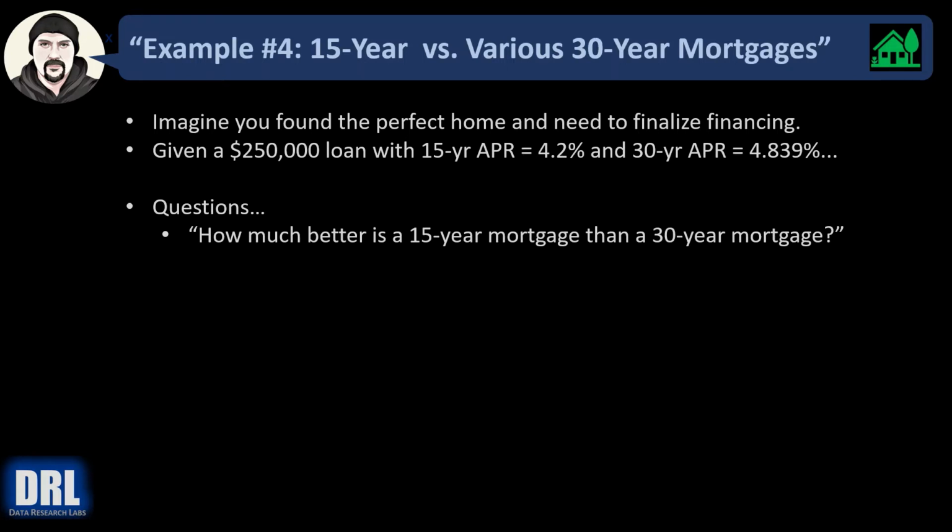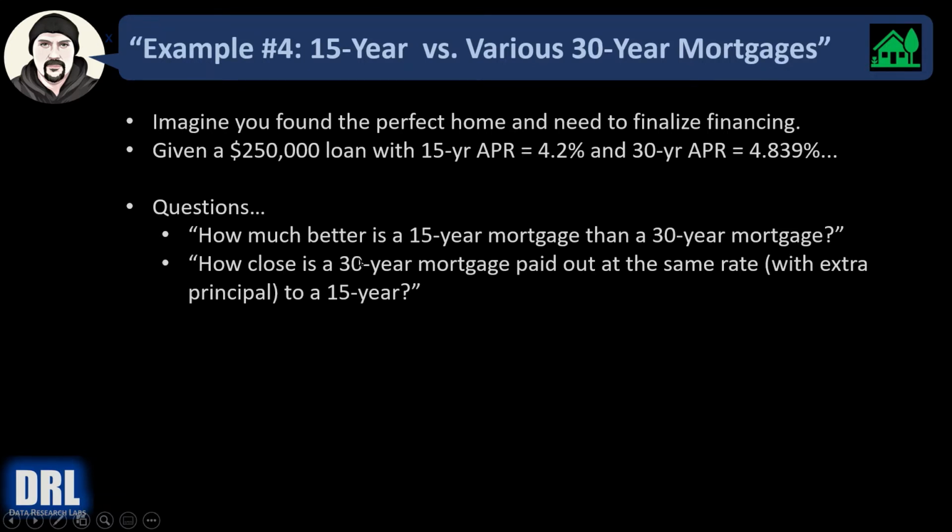So that begs some questions. How much better is a 15-year mortgage than a 30-year mortgage, the base comparison with no extra prepayments? Or how close is a 30-year mortgage paid out at the same rate as the 15-year, where, let's say, the 15-year is $2,000 a month and the 30-year is $1,000 a month, but you want to prepay an extra $1,000 a month so that you're making the same $2,000 as a 15-year mortgage. So how close is that really when you have a higher interest rate you're paying? So we're going to look at that example and see.